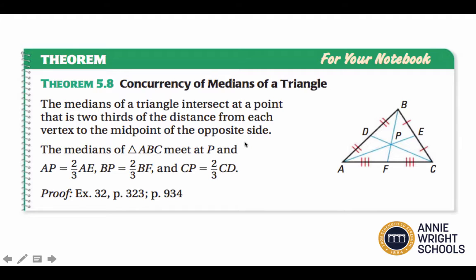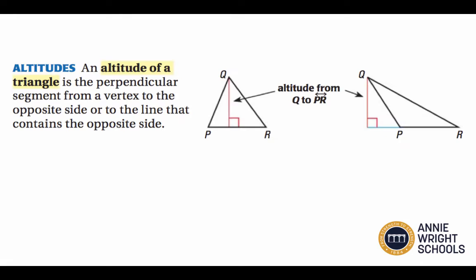And I think that's kind of a neat little property. Another kind of segment that all triangles have, and there's three of them, are called altitudes. An altitude is a segment that is drawn from a vertex and it's perpendicular to the line containing the opposite side. I love this picture over here of the obtuse triangle. This is where kids always mess up finding that altitude. The altitude from Q is not on segment PR, but it is on line PR.